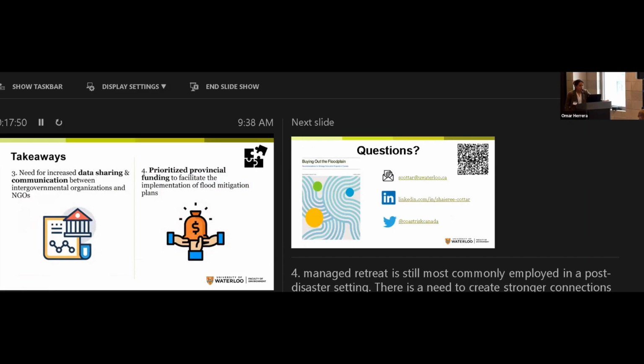And so we saw that there was a big need for increased data sharing and communication processes between intergovernmental organizations and NGOs. For example, there were organizations like Canadian Red Cross and Samaritan's Purse that were on the ground helping flood-affected homeowners. The city of Merritt was also there, but they were all collecting the same information. So it was a redundancy of information. There are two issues there, because all these workers are oversubscribed and overstressed. A lot of them are actually dealing with the flood themselves.